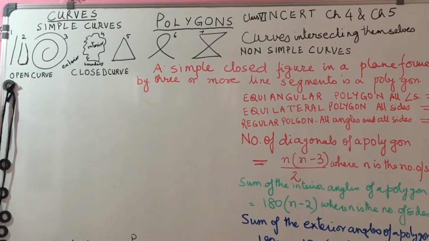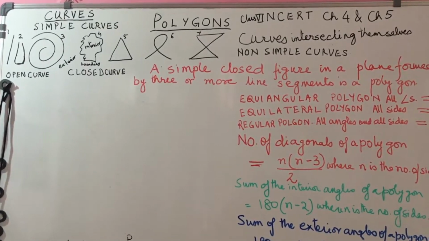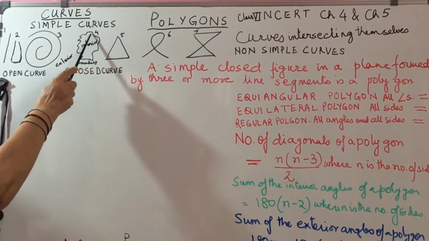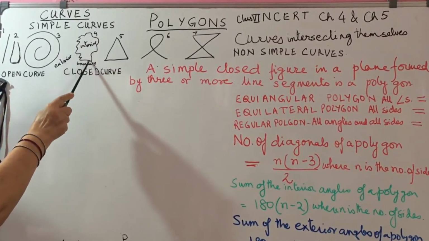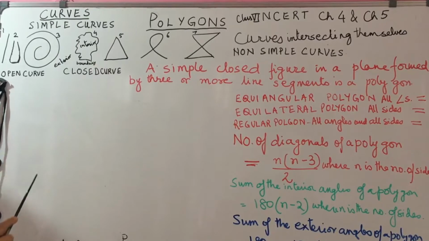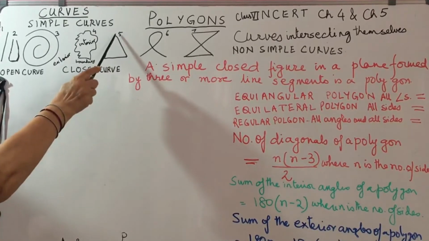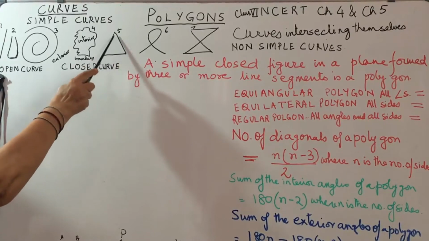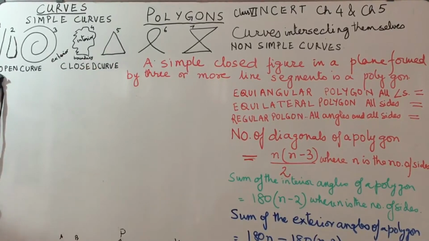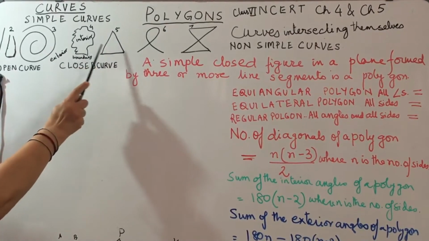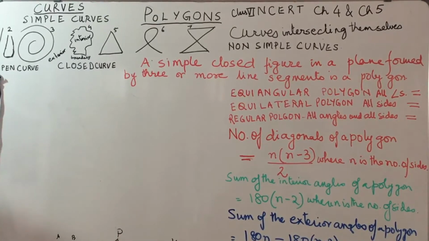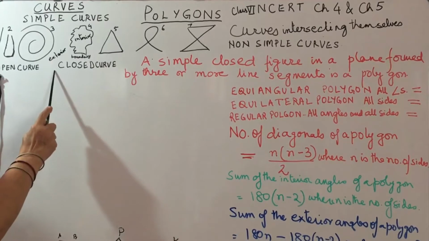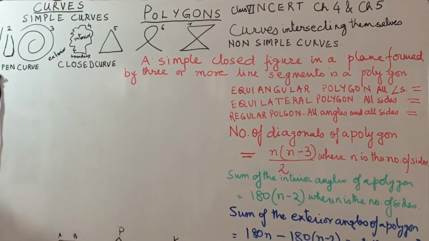Now, the curves 4 and 5 are such that they start from a starting point and also end at the same point. Similarly, figure 5 starts from this point and then again ends at the same point. Such curves which start and end at the same point are called closed curves.